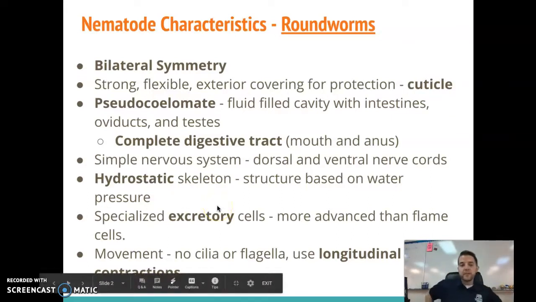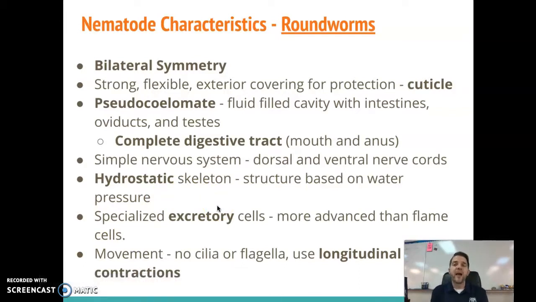They are the first organisms we see that have a complete digestive tract. So in the flatworms, they had the pharynx, which is where their mouth and anus were. It's the same opening, so they take in and out, same opening. The roundworms, phylum Nematoda, are the first organisms to have a complete digestive tract. So it starts at the mouth, goes all the way through to the anus.